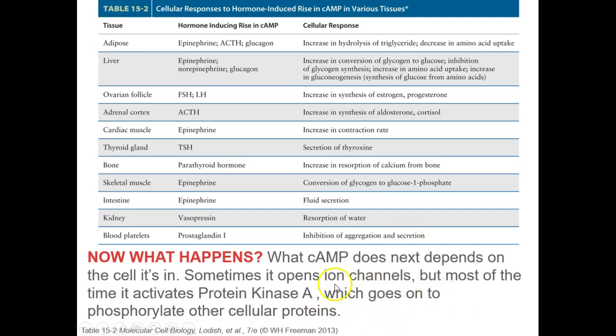So sometimes cyclic AMP opens ion channels, but most of the time it activates protein kinase A. And again, what protein kinase A does is it phosphorylates other proteins, but what proteins get phosphorylated depends on what cell you're in.